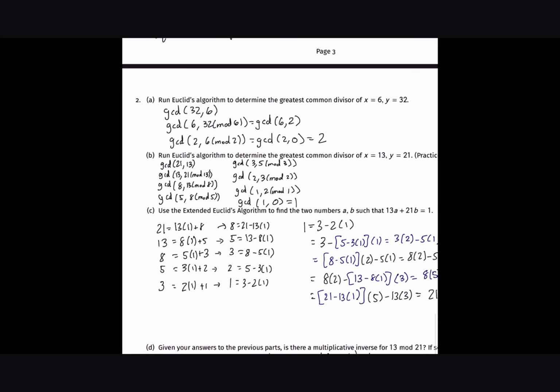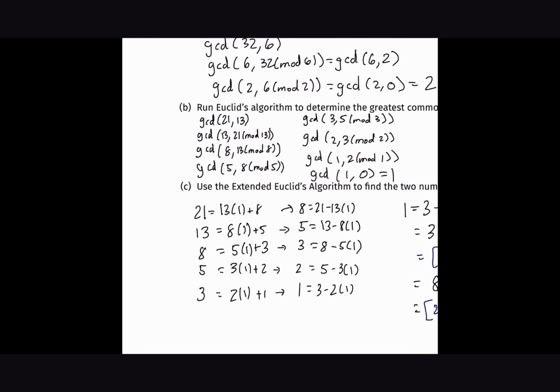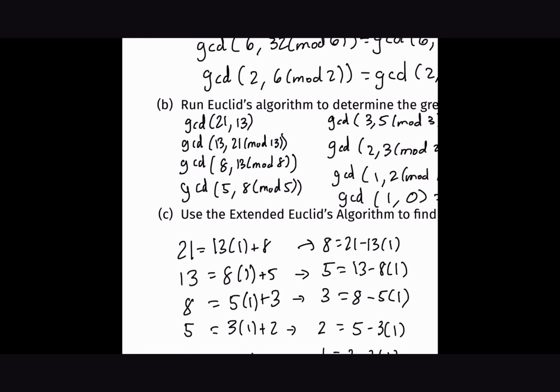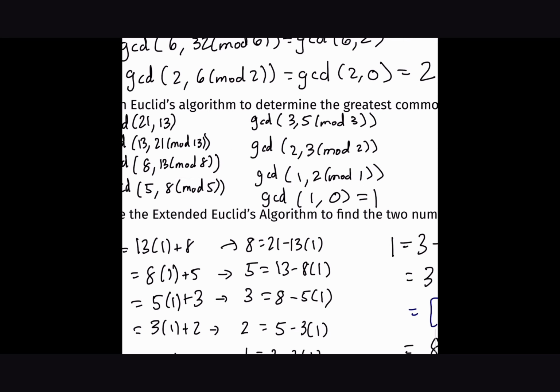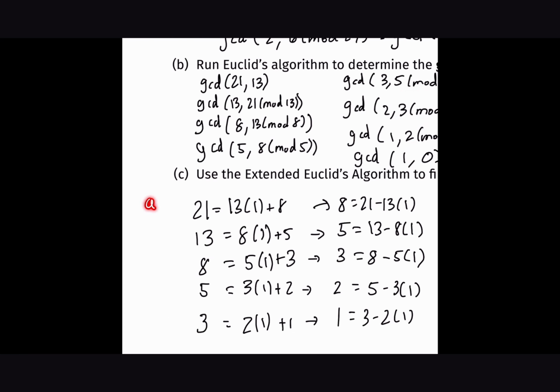Part C is asking us, use the extended Euclid's algorithm to find two numbers a and b such that 13 times a plus 21 times b equals 1. So what we do is take our equations from part B and take the remainders, 21 mod 13, 13 mod 8, 8 mod 5, 5 mod 3, 3 mod 2, and 2 mod 1 into actual formats of aq plus r.